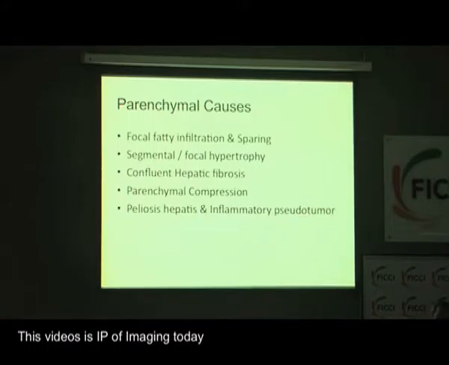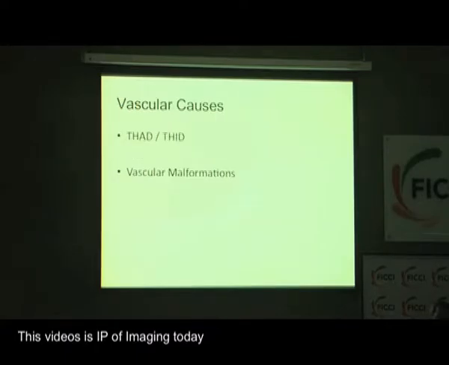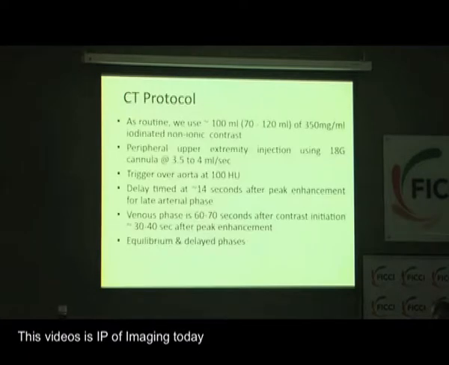Then there are conditions such as segmental and focal hypertrophy, and confluent hepatic fibrosis. With newer imaging techniques, we are seeing less and less parenchymal compression in the liver leading to pseudo lesions. This used to happen in the early days of CT, and I remember Dr. Hagar's early books had a lot about parenchymal compression, especially from ribs. And then there are two entities, peliosis hepatis and inflammatory pseudotumor of the liver. Amongst the vascular causes are THAD and THID, and vascular malformations.